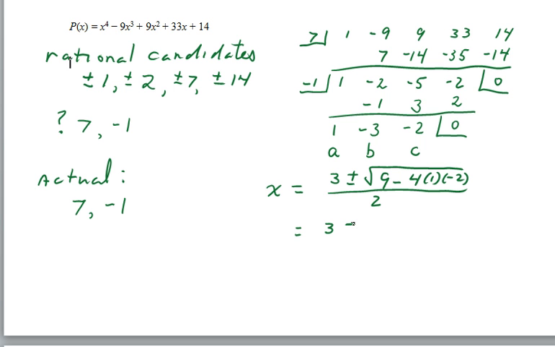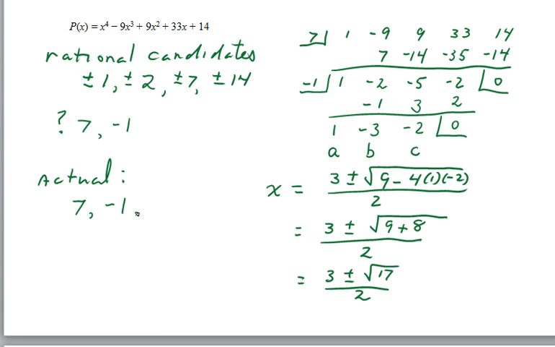which is 3 plus or minus the square root of 9 plus 8 all over 2, which is 3 plus or minus the square root of 17 over 2, and that does not reduce. So our other two real zeros are irrational. They are 3 plus the square root of 17 over 2, and 3 minus the square root of 17 over 2.